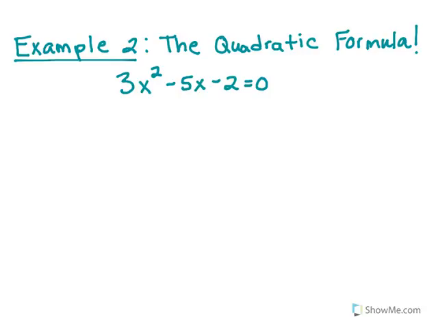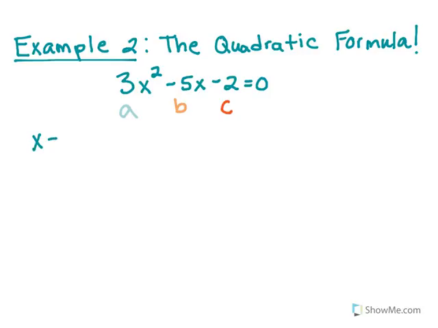The next thing I want to do is go ahead and recognize what my a, b, and c terms are so that I can plug them into the quadratic formula. So 3, the coefficient of x squared, is going to be my a. B is going to be negative 5. It's the coefficient with the sign in front of it. And then my c term is going to be negative 2. So we're going to set this up.